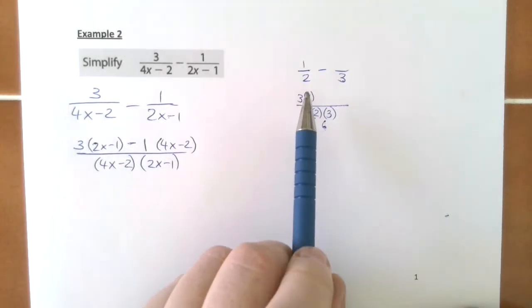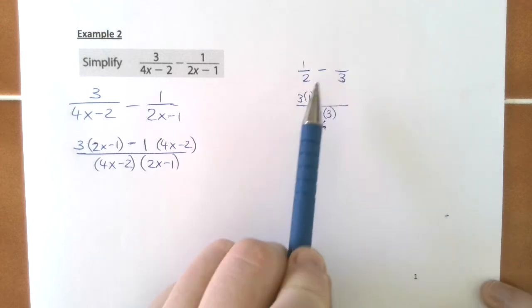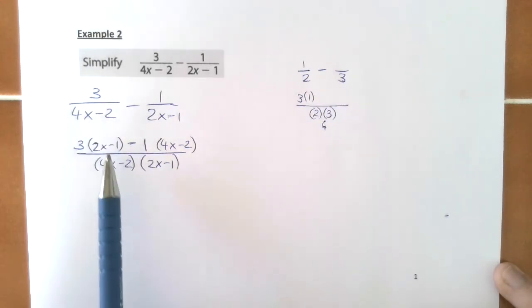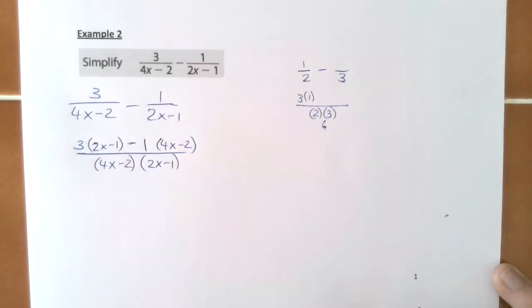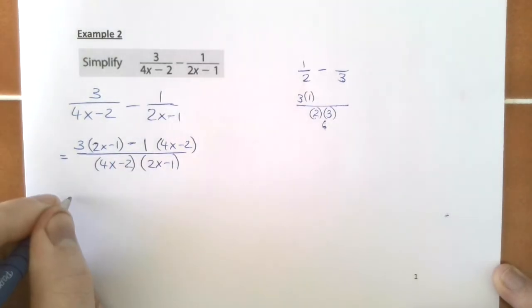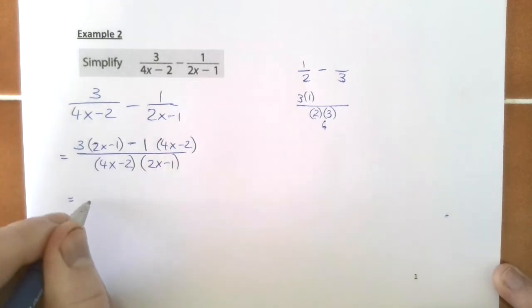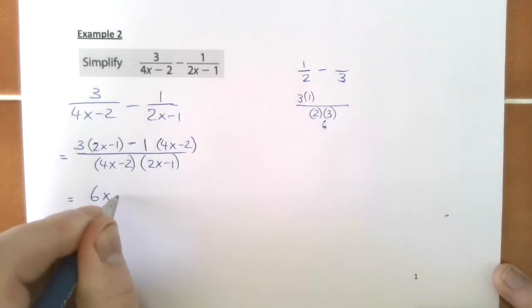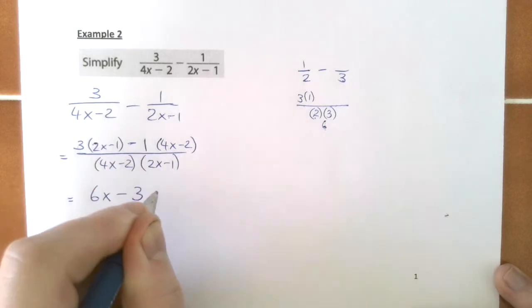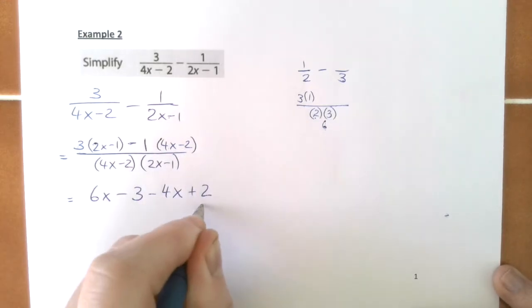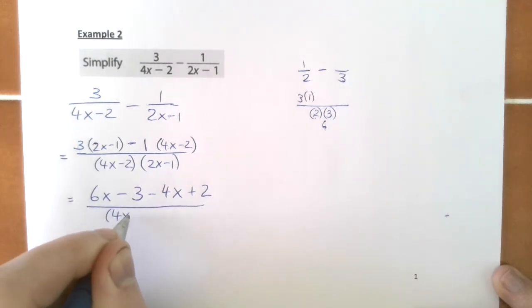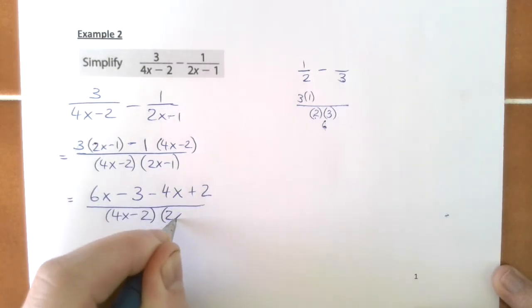So just to go through that again, 2 divides into 6 3 times, 3 divides into 6 2 times. This divides into the bottom 2x minus 1 times. This divides into the bottom the opposite number of times as well. And don't forget to write in your 3 and in your minus 1. Now in order to simplify this, we need to multiply out our brackets. 3 times 2x is 6x, 3 times minus 1 is minus 3, minus 1 times 4x is minus 4x, minus 1 times minus 2 is plus 2. And then that is all over 4x minus 2 by 2x minus 1.